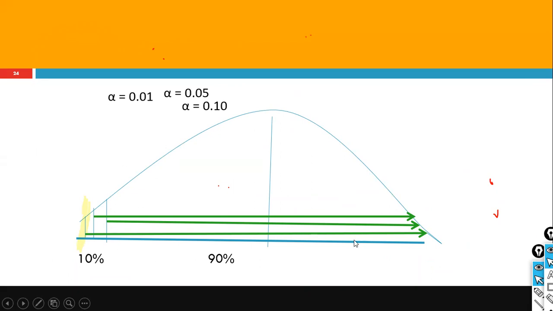Okay, the total area under the curve still remains 1 only. But if I choose 0.05, it will be somewhere here. This is the one related to my alpha equal to 0.05. So if I use 0.05, what will happen is the non-rejection area, from here to here, this is the non-rejection region area. The non-rejection area size increases.